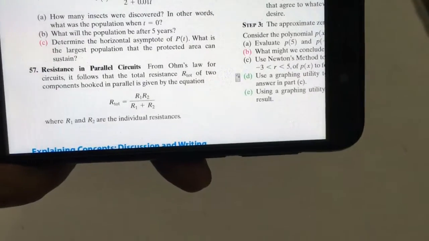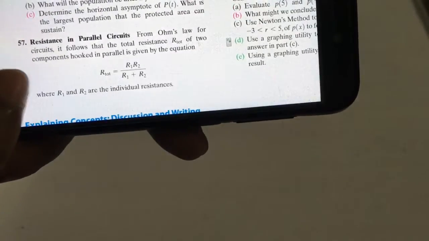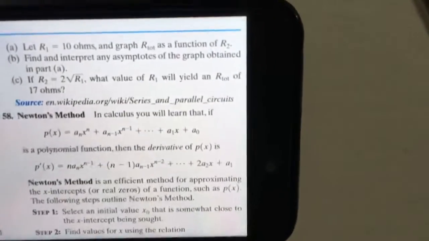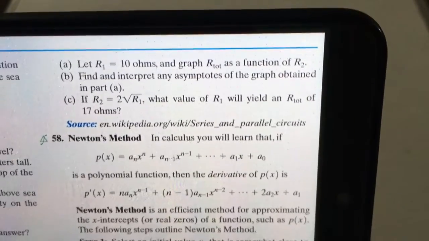Now I will try to solve another real life math problem from this chapter 4.2. This one is resistance in parallel circuits, and then there are some more questions. Can you see this part? Let R equal to something.